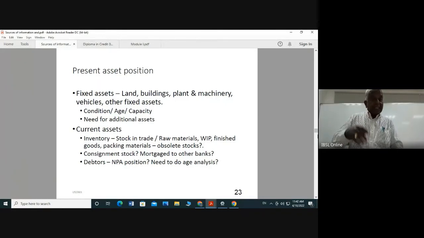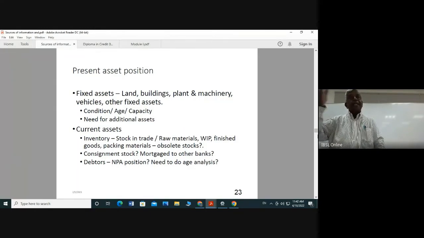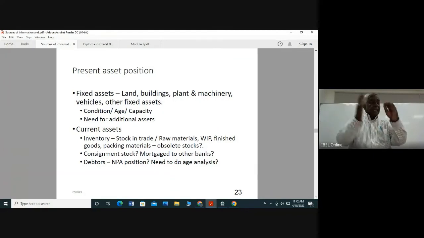And whether there is any consignment stock. Consignment stock means there are certain manufacturers of items. They give the items to the traders for them to sell and pay.